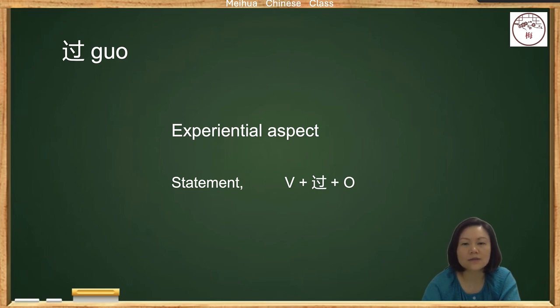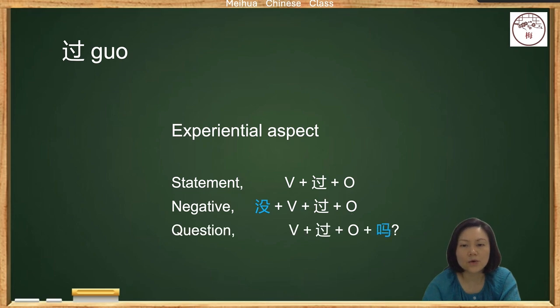The pattern is similar to the other two. We add the particle in between verb and object. And similarly, in negative form, since it's about the past, right? Still, we are using 没. We don't use 不. We put 没 before the verb. And still, we have 过 in between verb and object. In question, it's the same as the structure in the statement, just it's a question form. We have 吗 at the end of the sentence.